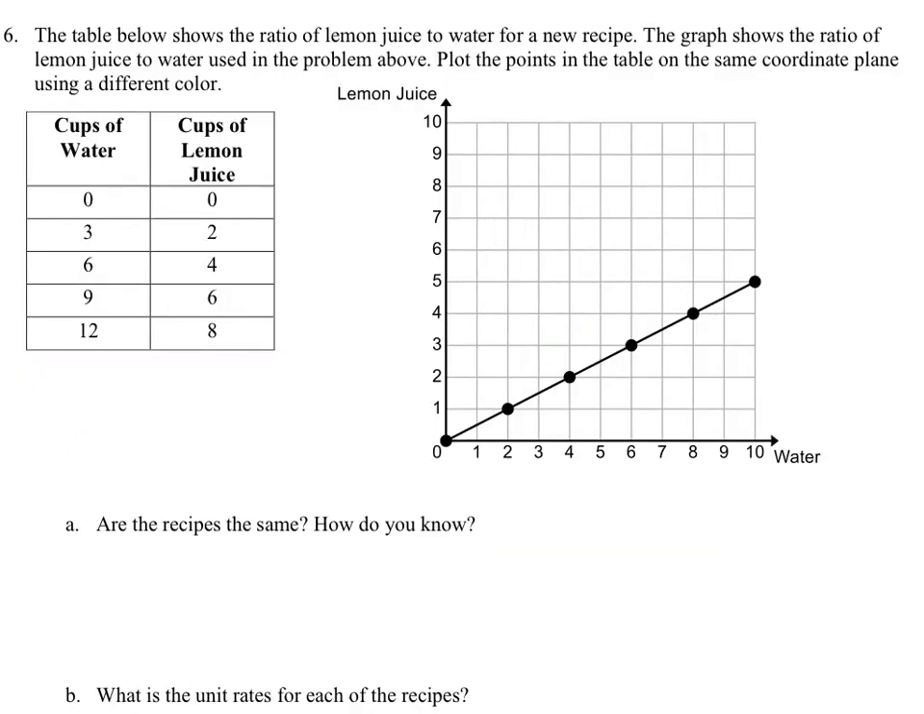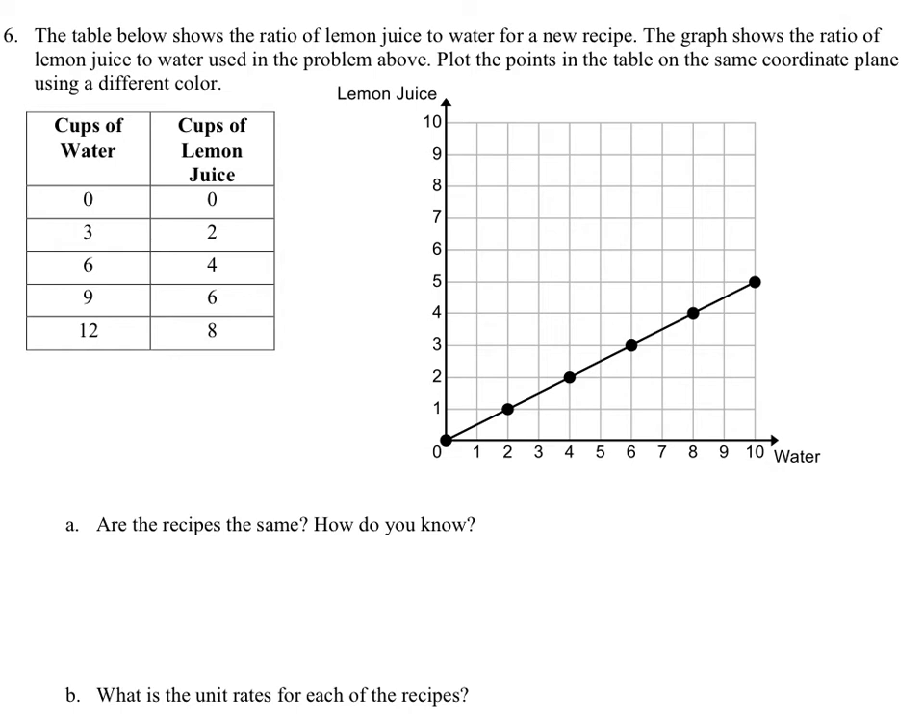The table below shows the ratio of lemon juice to water for a new recipe. The graph shows the ratio of lemon juice to water used in the problem above. Plot the points in the table on the same coordinate plane using a different color. Alright, so the one that we did before is already graphed on there for us, which is extremely generous of them. But now we have this new one, which we need to graph as well. And the nice thing is that they gave us all the points already, so we just need to graph them.